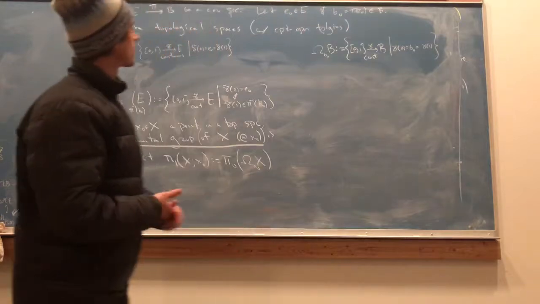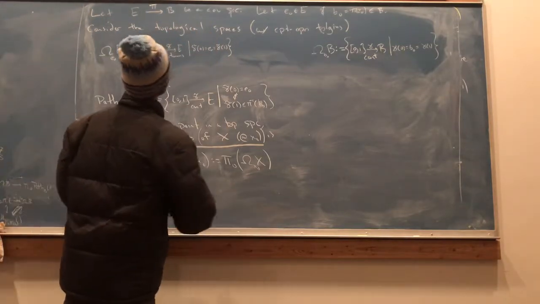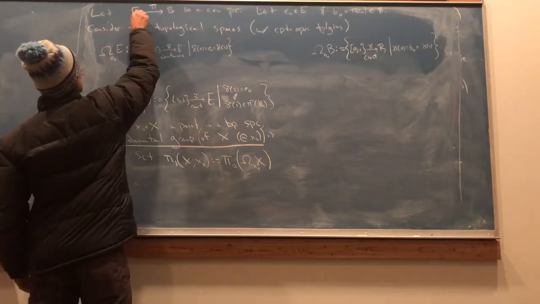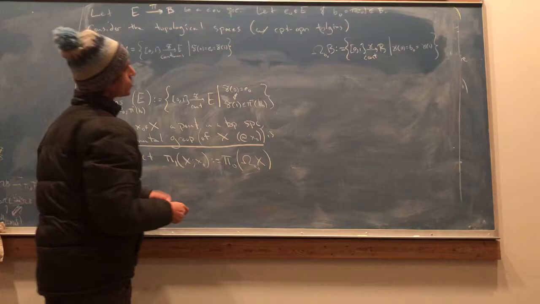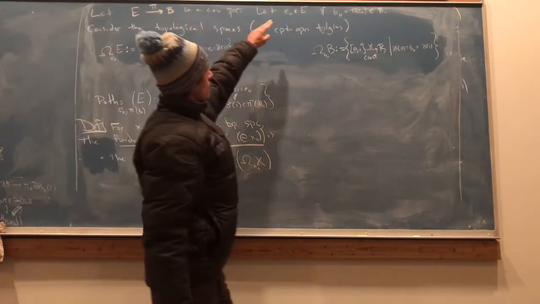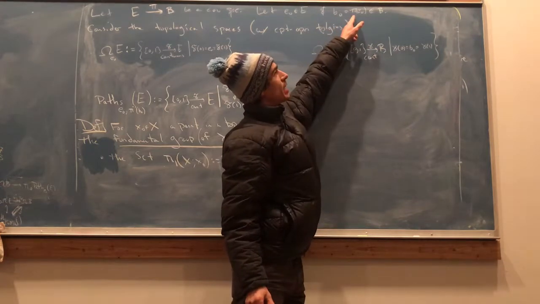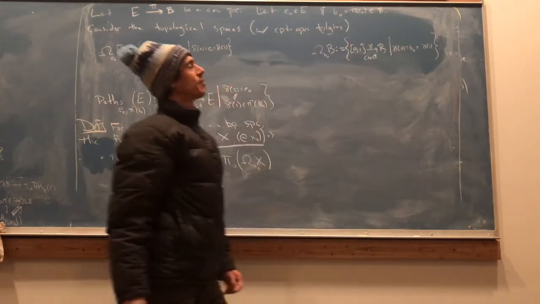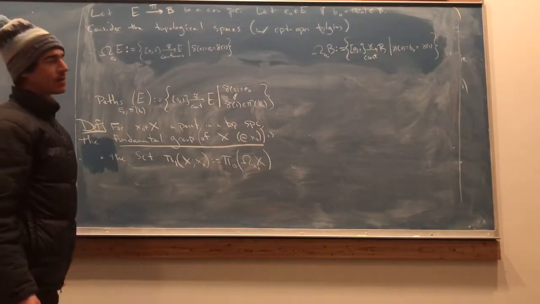Okay, so let E to B be a covering space, and choose an element in capital E, and consider the element in B, which is the value of pi on that element in E. Call them little e naught and little b naught.